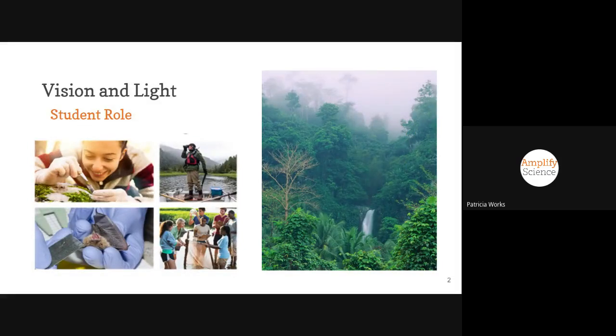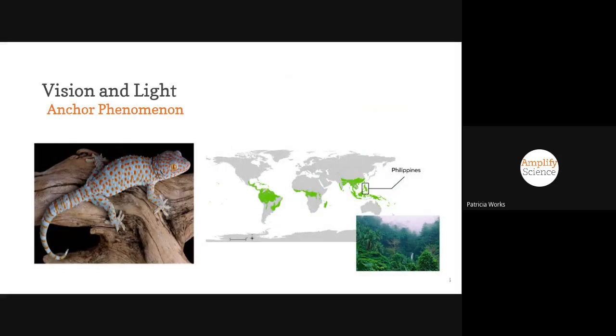In Vision and Light, students take on the role of conservation biologists to learn about population changes in Tokay geckos in the Philippine rainforest. Students figure out why a population of Tokay geckos has decreased since the installation of new highway lights in the rainforest. Students use their understanding of vision, light, and information processing to figure out why an increase in light in the gecko's habitat is affecting the population. Then students turn their attention to humans by designing their own investigations in order to learn more about how our senses help us survive.